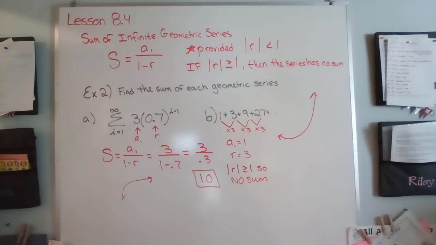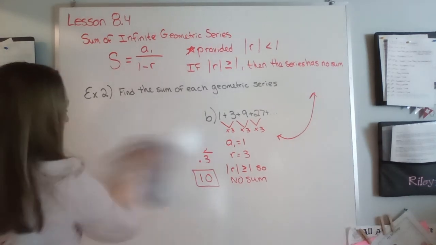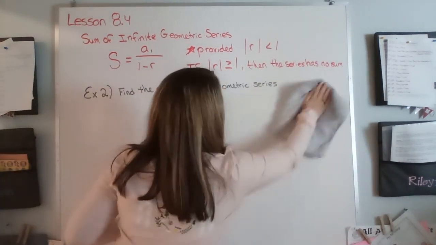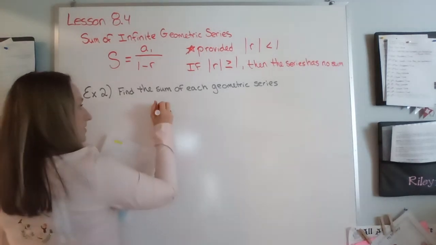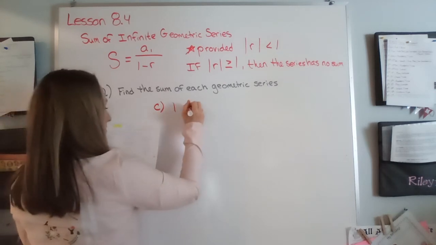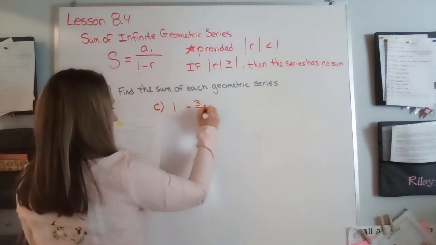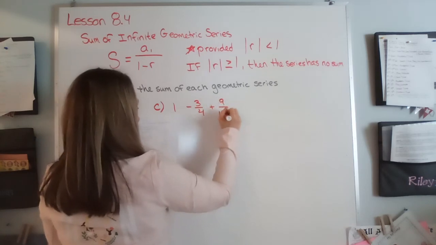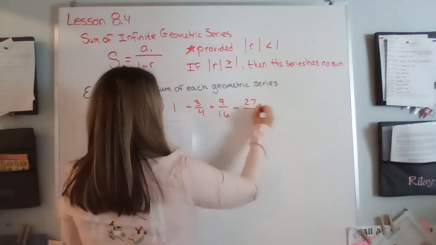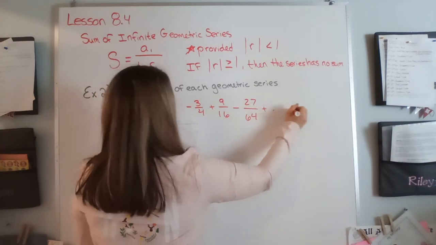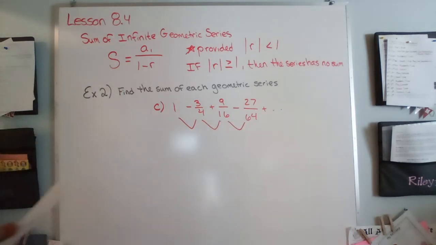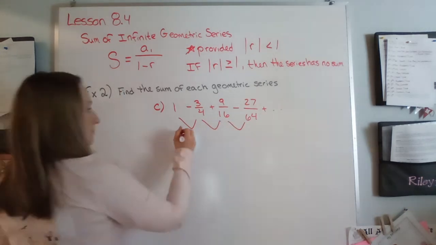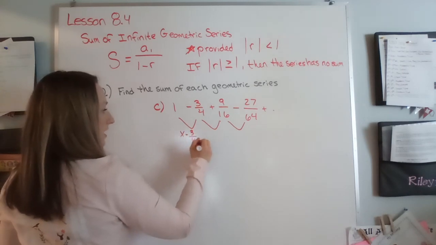All right, we have one last problem for example 2 before I move on to example 3. So the last one is C, I just ran out of room. 1, negative 3/4, plus 9/16, negative 27 over 64, plus ... Okay, so figure out what is the common ratio. You're multiplying by negative 3/4 each time.